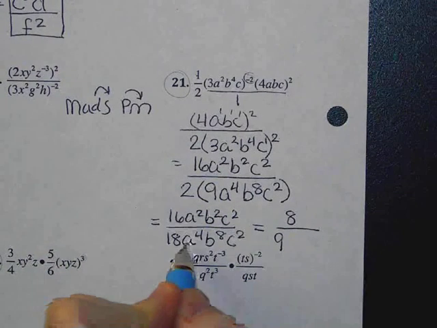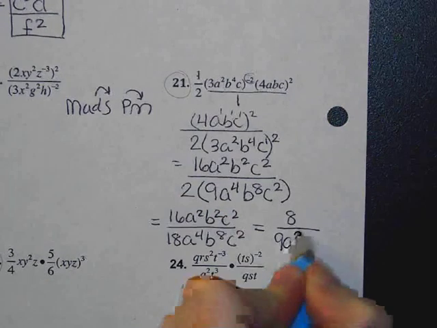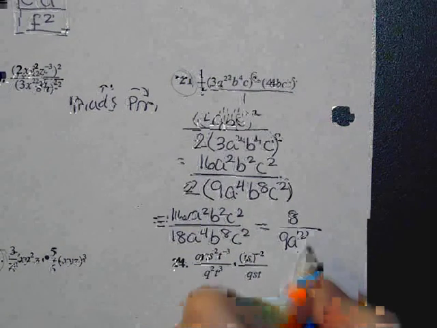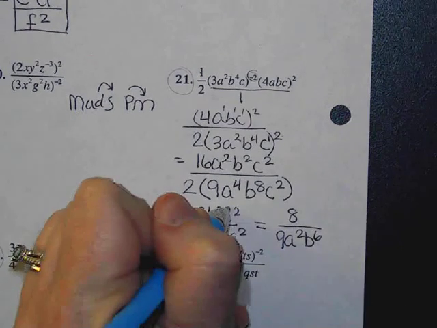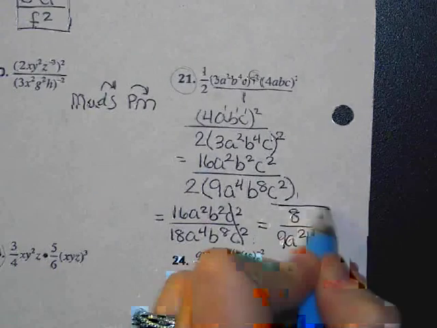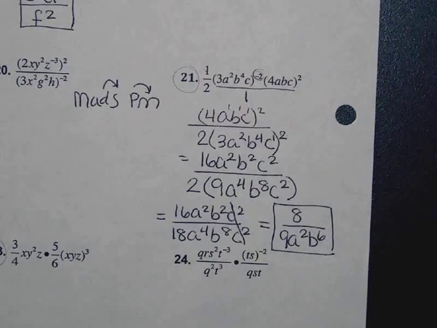A squared over a to the 4th, we have 2 more a's on bottom, so I'd write a squared on bottom. B squared over b to the 8th, I have 6 more b's on bottom. C squared on top and c squared on bottom are going to cancel out. So our final answer would be 8 over 9a squared b to the 6th.